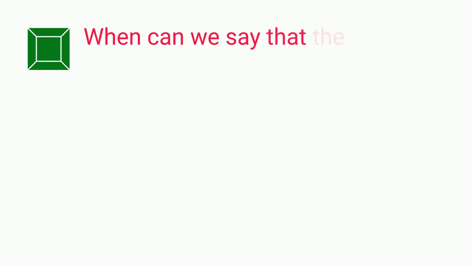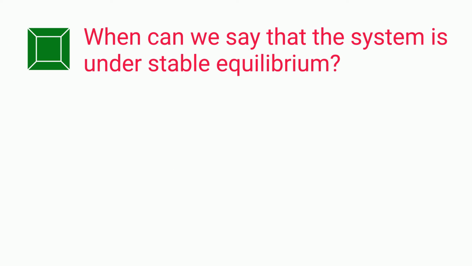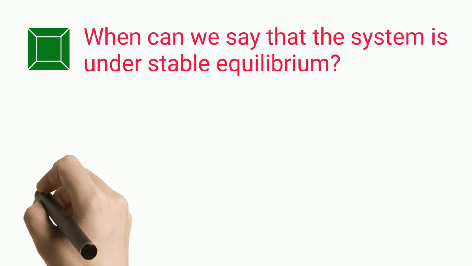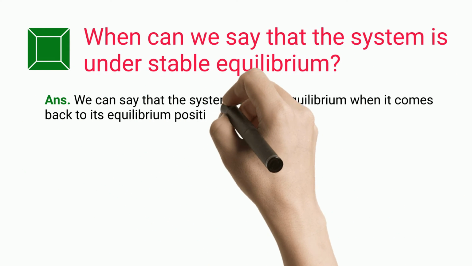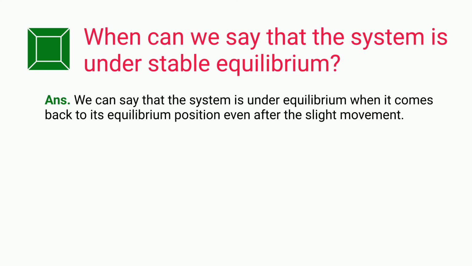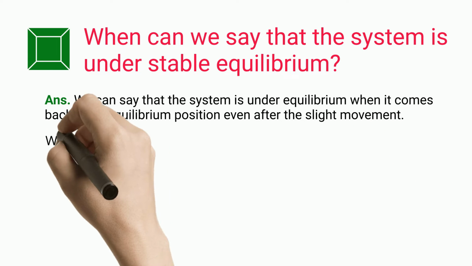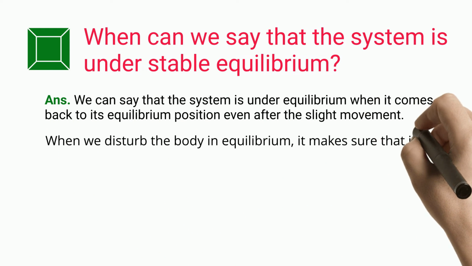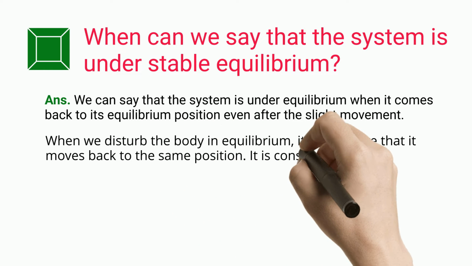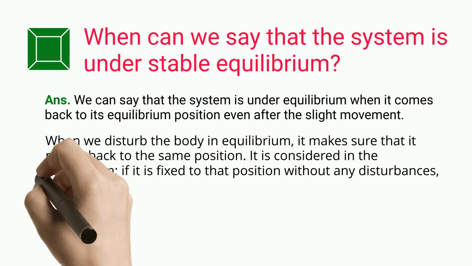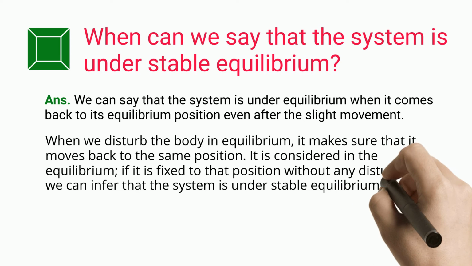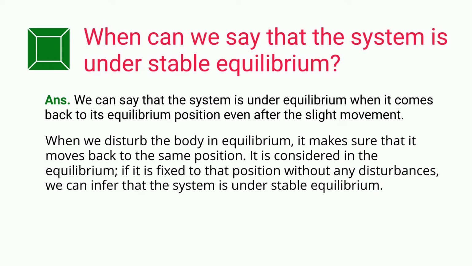When can we say that the system is under stable equilibrium? We can say that the system is under equilibrium when it comes back to its equilibrium position even after a slight movement. When we disturb the body in equilibrium, it moves back to the same position. It is considered to be in equilibrium. If it is fixed to that position without any disturbances, we can infer that the system is under stable equilibrium.